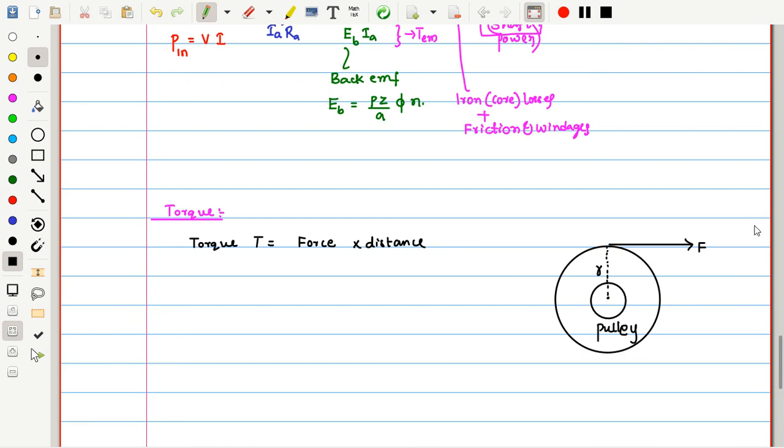If this force is applied in that direction, it is going to move in a linear way, but what I need is rotational speed, like this. Let us say n rps, revolutions per second, I need. Then force into distance, what is the distance? It is the circumference of this pulley. So force F into the distance 2 pi r, circumference is 2 pi r.